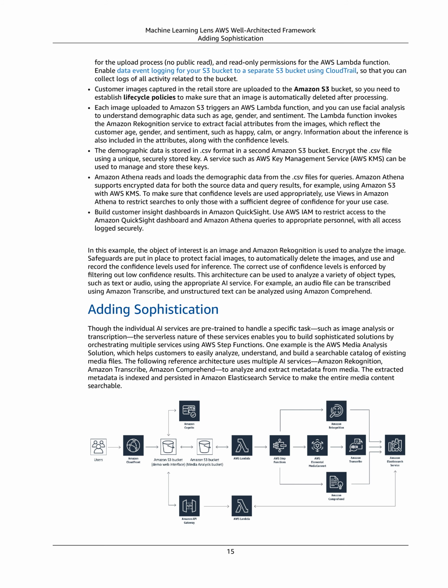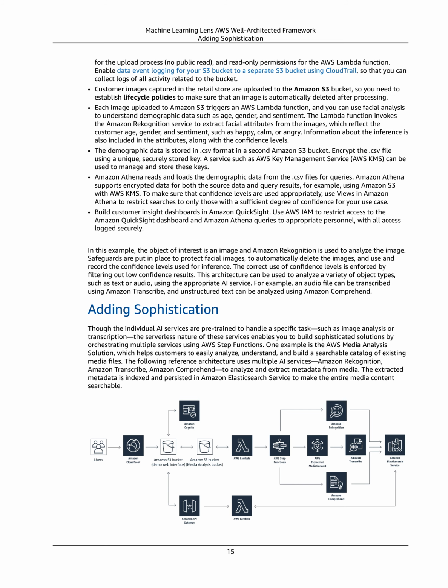Build customer insight dashboards in Amazon QuickSight. Use AWS IAM to restrict access to the Amazon QuickSight dashboard and Amazon Athena queries to appropriate personnel, with all access logged securely. In this example, the object of interest is an image and Amazon Rekognition is used to analyze the image. Safeguards are put in place to protect facial images, to automatically delete the images, and to use and record the confidence levels used for inference. The correct use of confidence levels is enforced by filtering out low confidence results.